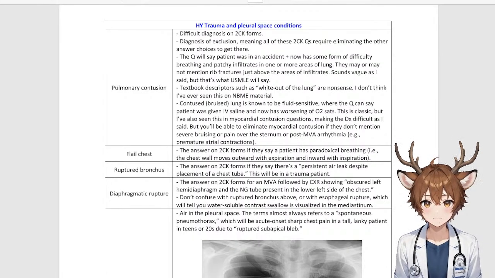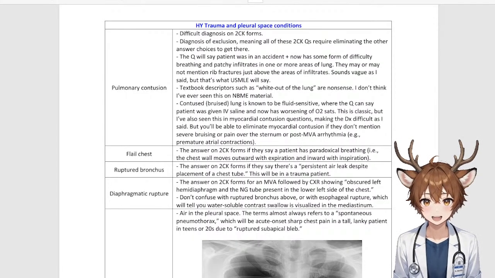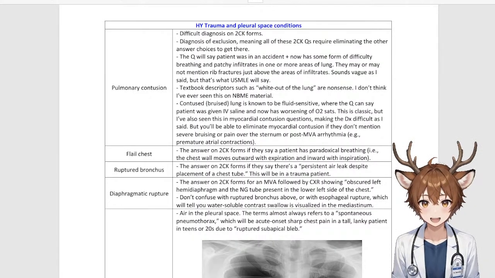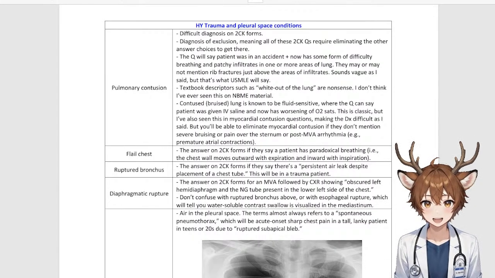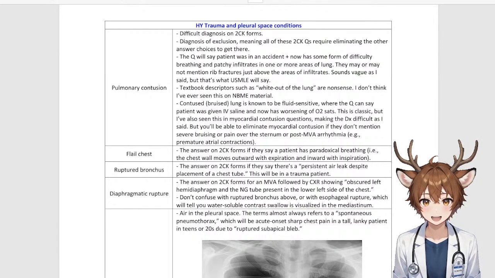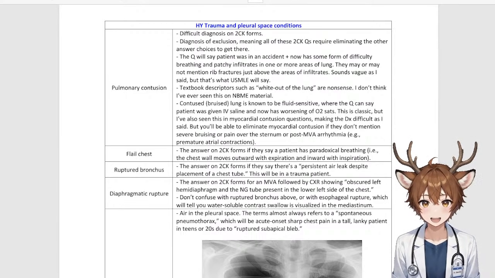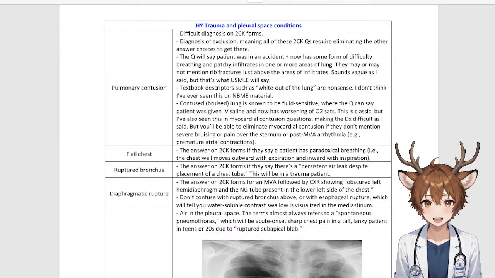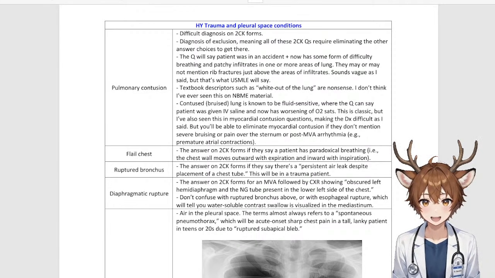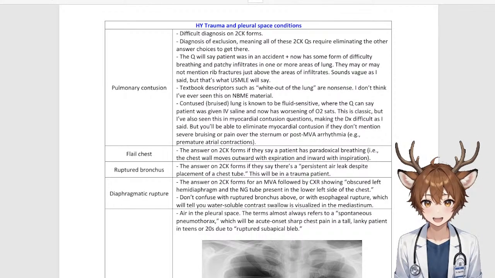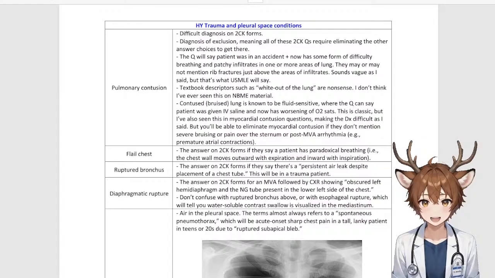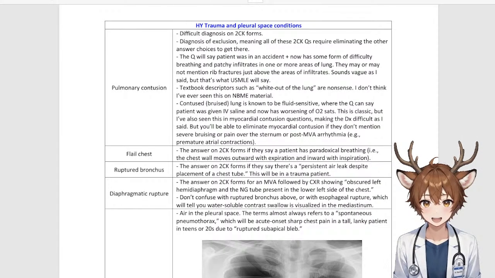Diaphragmatic rupture. The answer in the 2CK forms is a motor vehicle accident followed by a chest x-ray showing an obscured left hemidiaphragm and the nasogastric tube present in the lower left side of the chest. Don't confuse with ruptured bronchus above or with esophageal rupture, which will tell you water-soluble contrast swallow is visualized in the mediastinum.